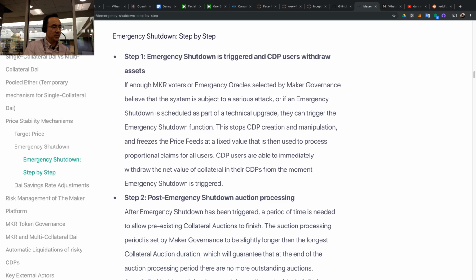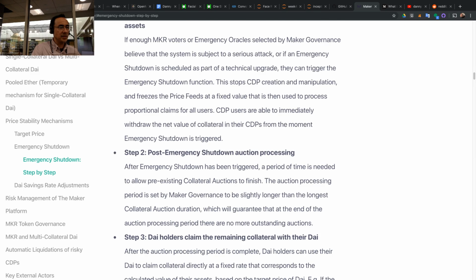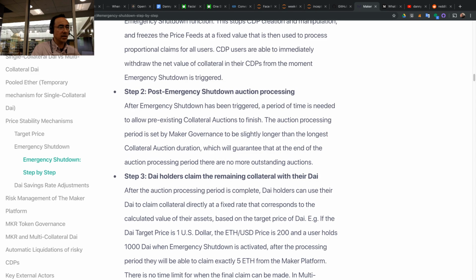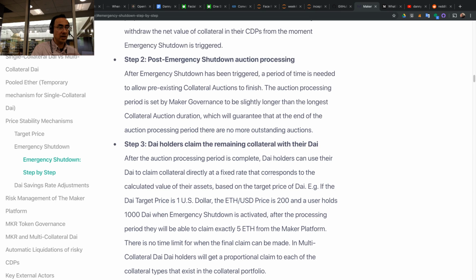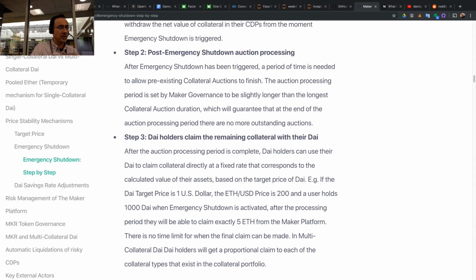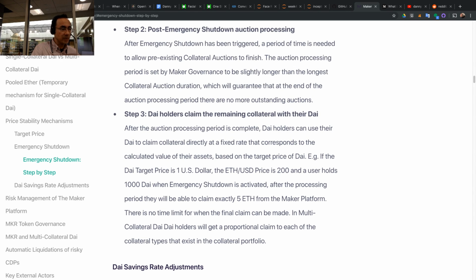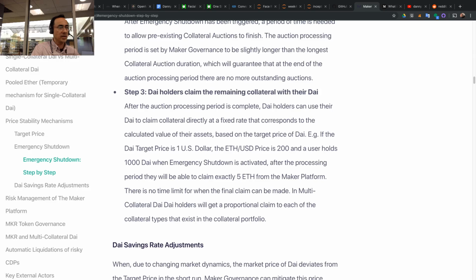Okay. Post emergency shutdown auction processing. After emergency shutdown has been triggered, a period of time is needed to allow pre-existing collateral auctions to finish. The auction processing period is set by Maker governance to be slightly longer than the longest auction. Step three: DAI holders claim the remaining collateral with their DAI.